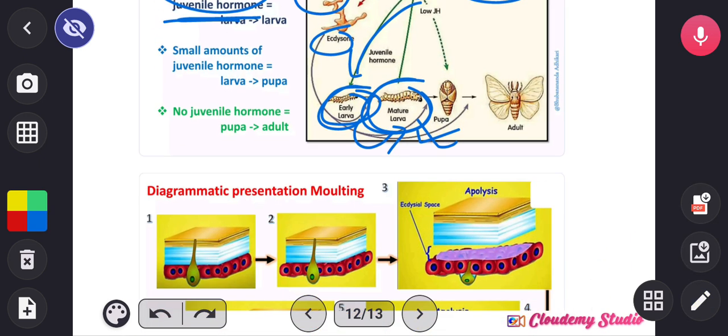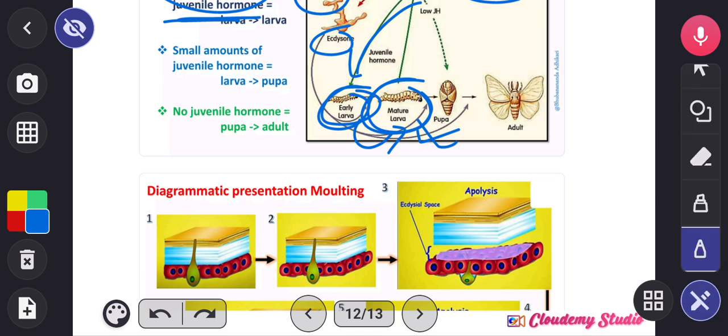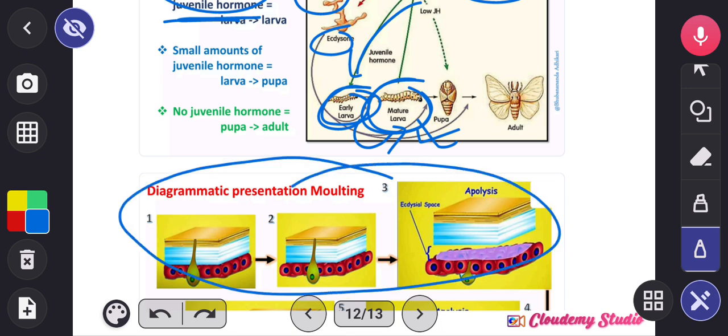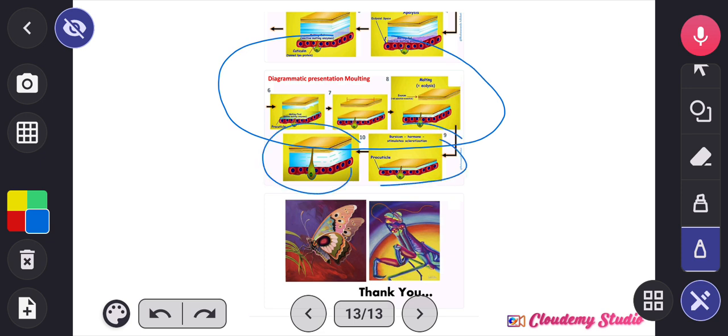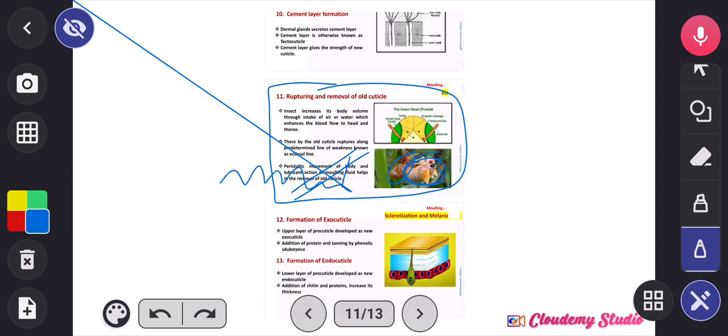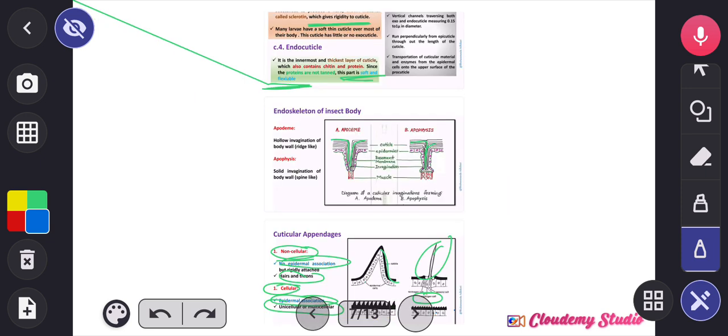Now, this is the diagrammatic representation of molting that we have mentioned. We have the apolysis, all these ones are apolysis. Then we have the ecdysis, and we have the sclerotization. And this is everything about the arthropodal cuticle and the concept of molting.